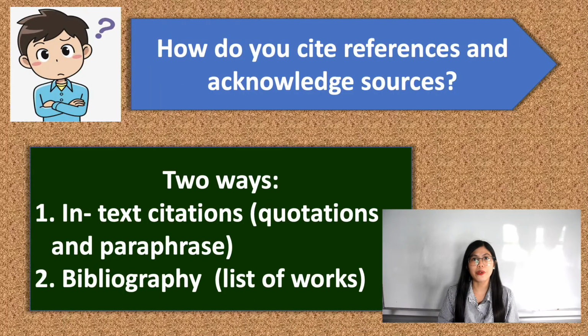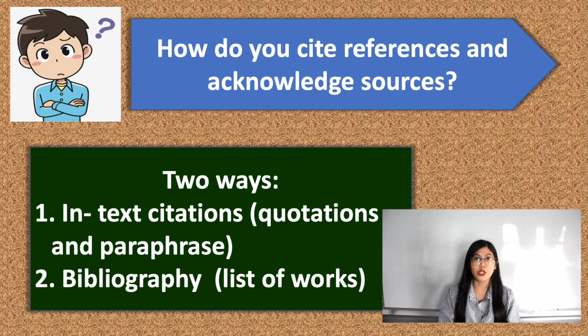To cite your references and acknowledge sources, there are two ways that you can do. First is the in-text citations. This is commonly used when you are using the quotations of another person or when you want to paraphrase others' original statement. Next is through bibliography.